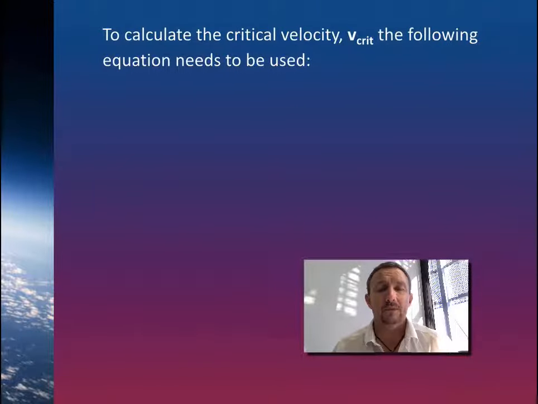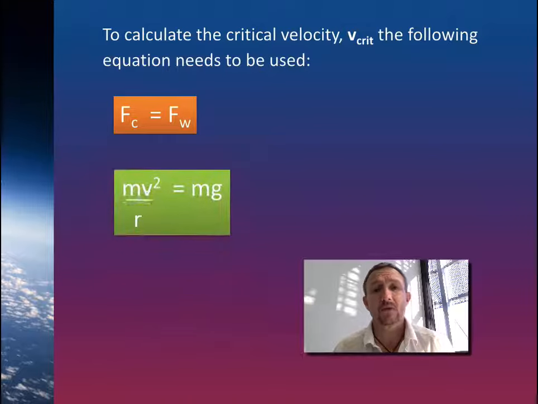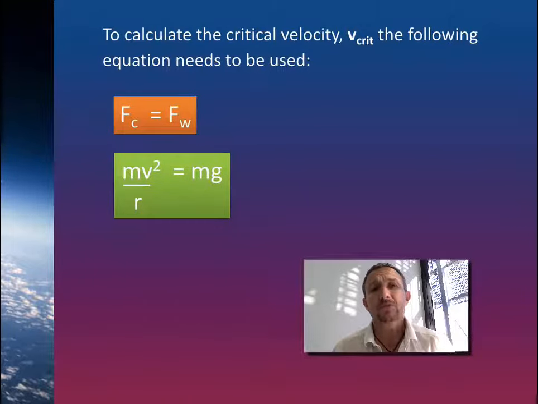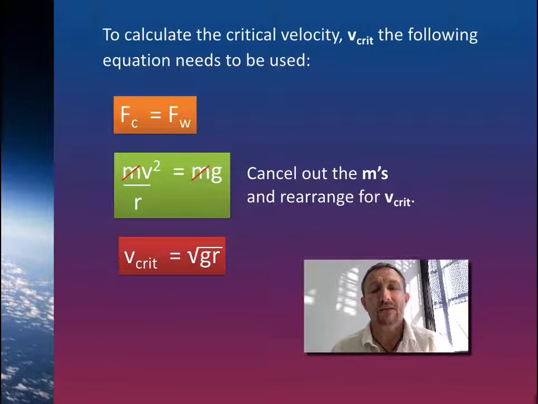Okay, so we've got the idea that we can require a specific velocity, this critical velocity, but how do we find it out? Well, we know that the centripetal force is going to be equal to the weight force. So our centripetal force is mv squared over r, and our weight force is mg. Now we can cancel out the m's on both sides and then rearrange it so that we get v as our final value. Now this will be our critical velocity.